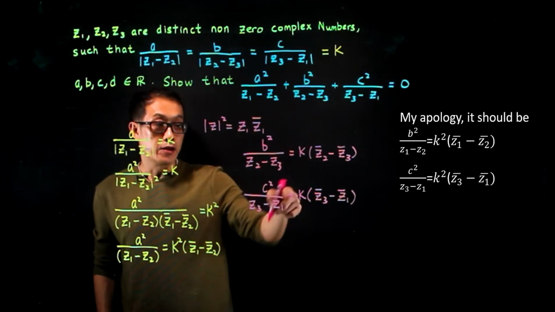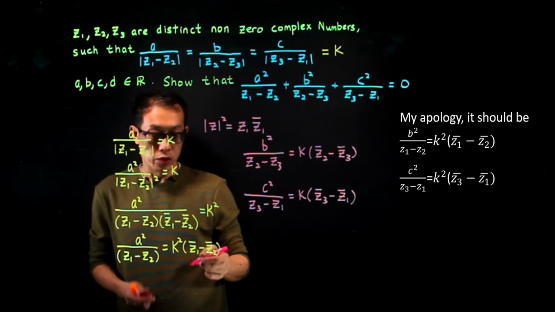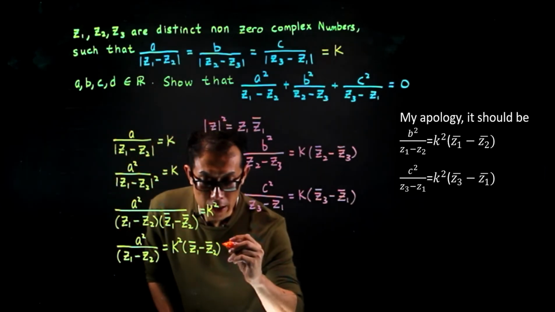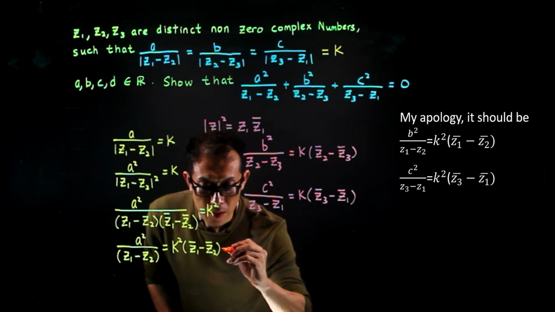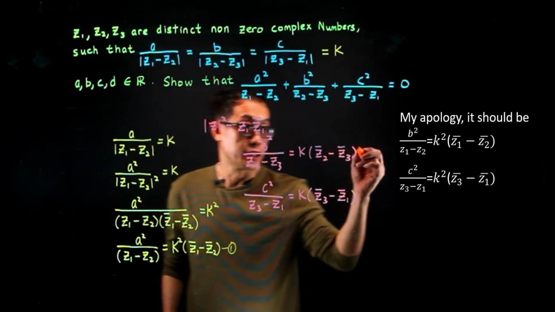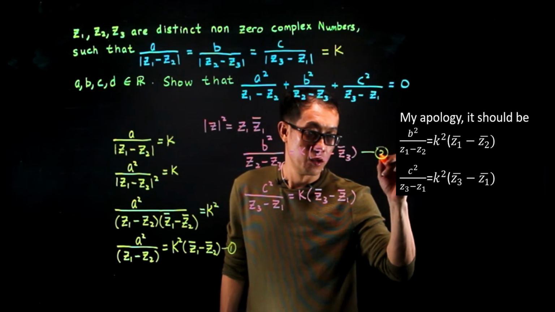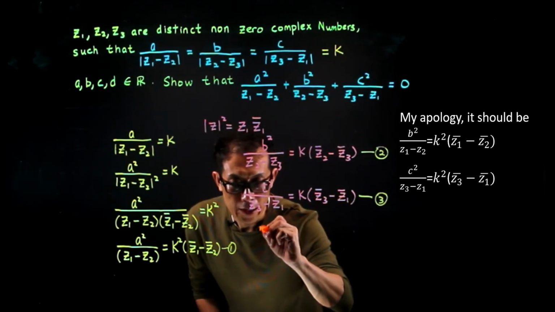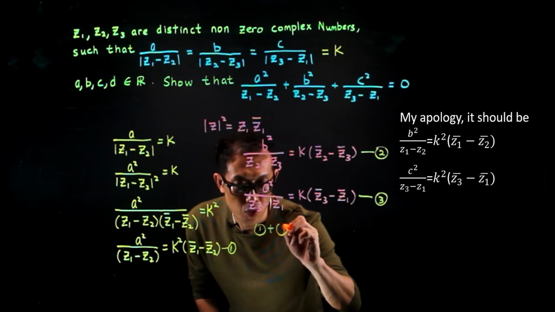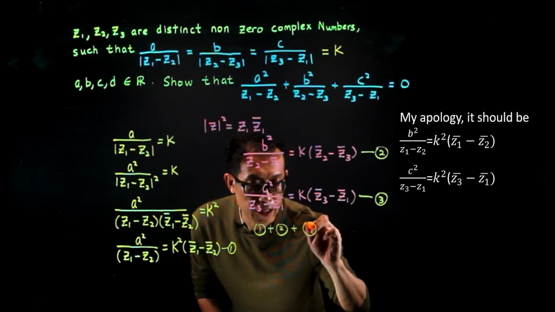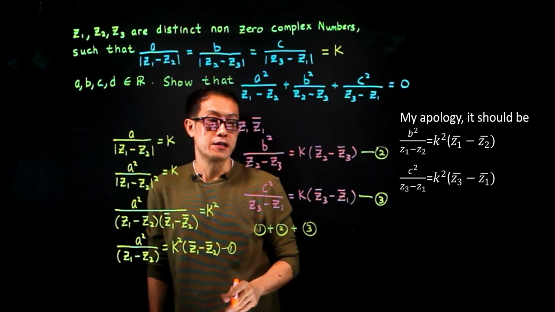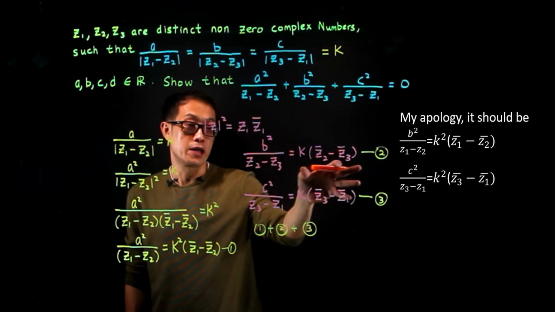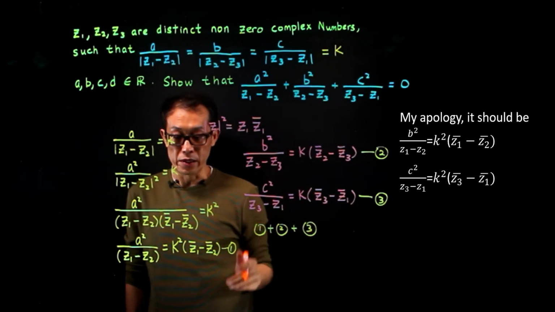Now let's add all these three together. Okay, maybe I call this 1, and I call this 2, and I call this 3. So 1 plus 2 plus 3. Alright, now the left hand side I will have this expression over here. So let's see what the right hand side comes out to be.